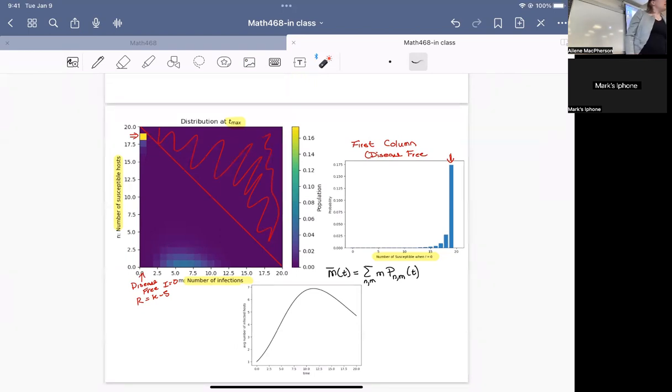Yeah. And if we wait long enough, after 1,000 months, then we wouldn't have this. Everything would build up on this edge. Yes, exactly.